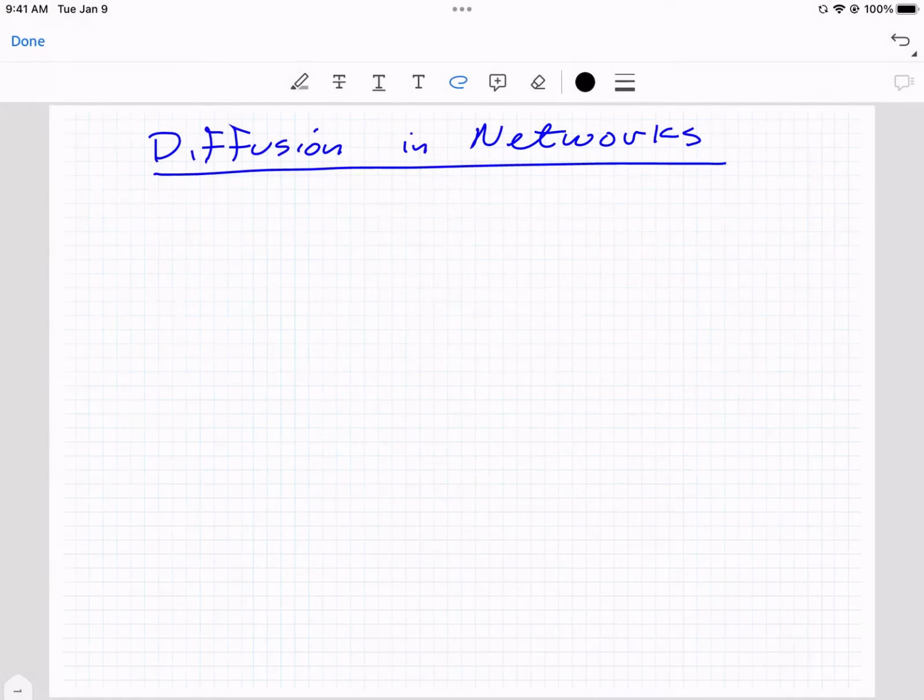This is a lecture on diffusion in networks. And first we want to look at what happens in free space. We've already talked a little bit about that in terms of a random walker.